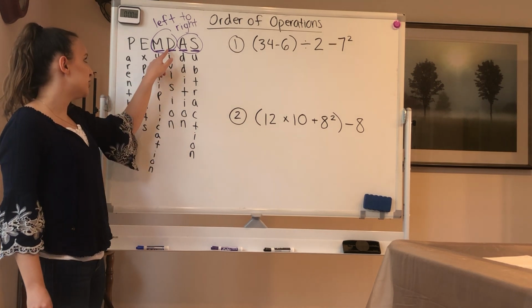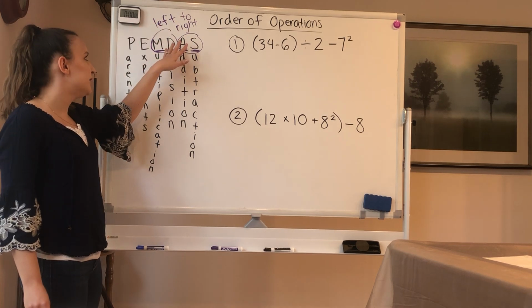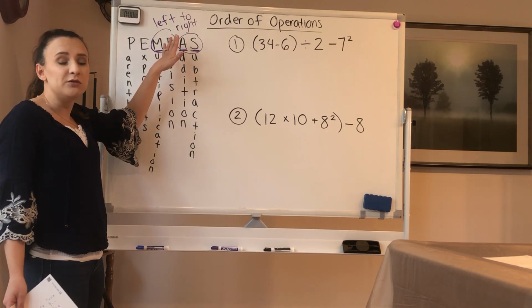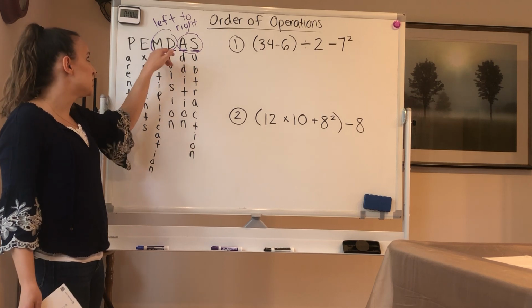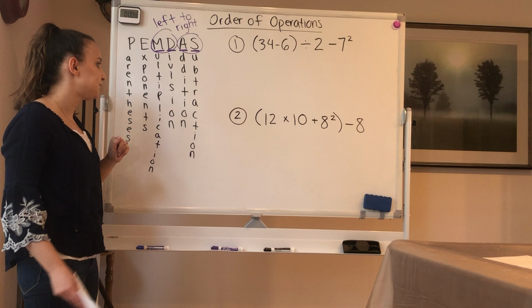Remember that multiplication and division go left to right. So for example, if you saw division come first, that is what you would do first. Okay, so it just depends which one comes first in the problem. Same thing with addition and subtraction.